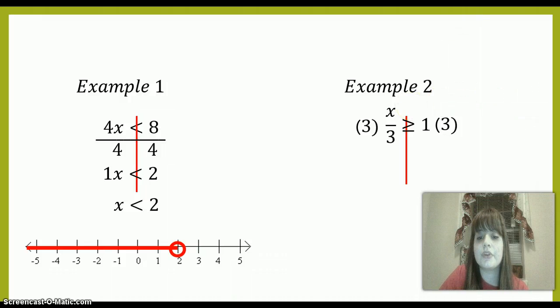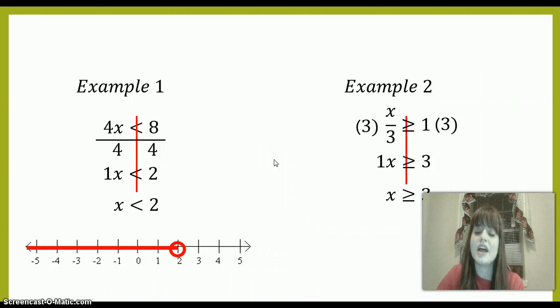Now, a 3 divided by a 3 is really 1. So I'm left with 1x on one side. It's greater than or equal to. My sign doesn't change. And 3 times 1 is 3. So I have 1x is greater than or equal to 3, which is really just x is greater than or equal to 3, because this x implies that there is an invisible 1 in front of it.